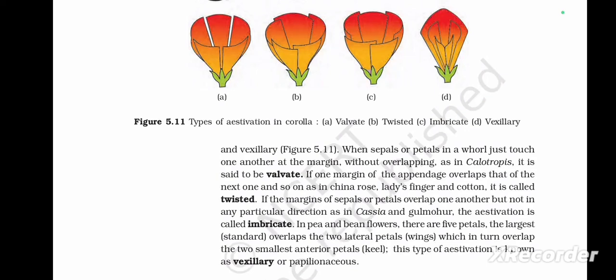If the margins of sepals or petals overlap one another but not in any particular direction, as in cassia and gulmohar, the estivation is called imbricate. In pea and bean flowers, there are 5 petals. The largest, called standard, overlaps the 2 lateral petals called wings, which in turn overlap the 2 smallest anterior petals, called keel. This type of estivation is known as vexillary or papilionaceous.